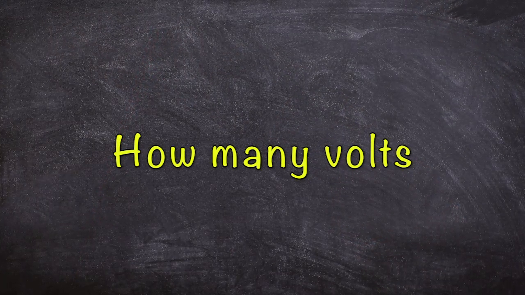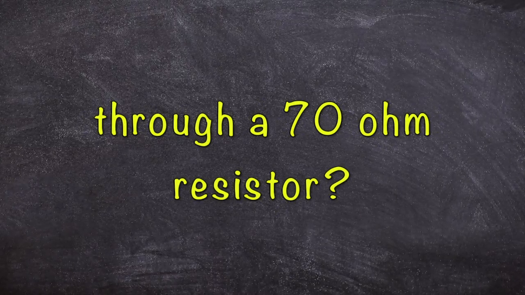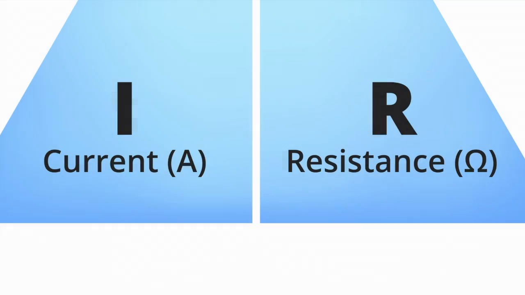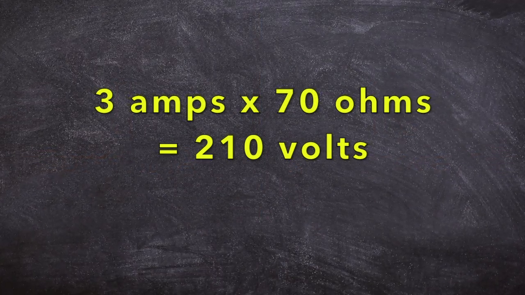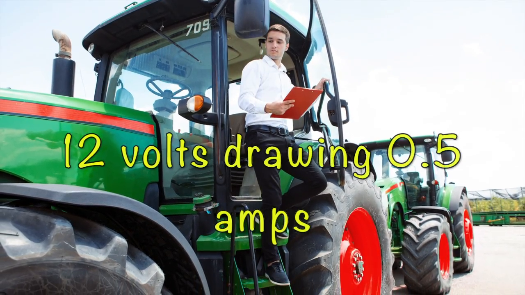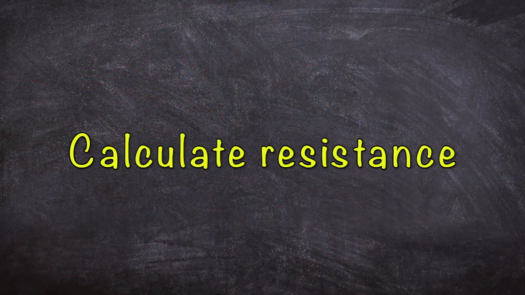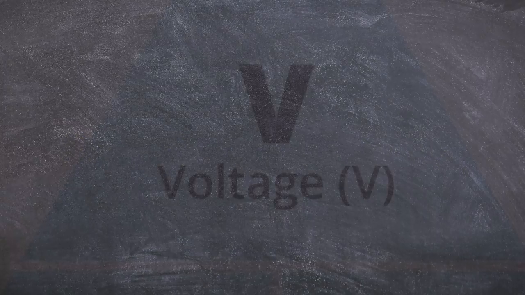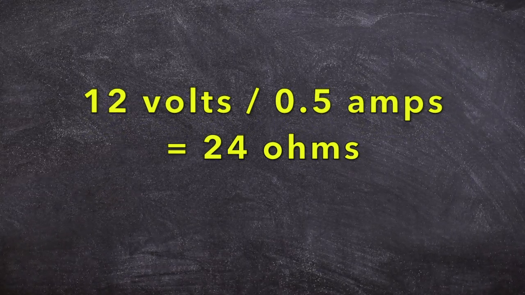How many volts are in a system where a resistor is drawing 3 amps of current through a 70 ohm resistor? Cover the V and multiply the 3 amps of current times 70 ohms resistance for the answer of 210 volts. What if a system on a tractor is using 12 volts and is drawing 0.5 amps? How much resistance is in this circuit? Covering the R leaves V over A, or 12 divided by 0.5. The answer is 24 ohms of resistance.